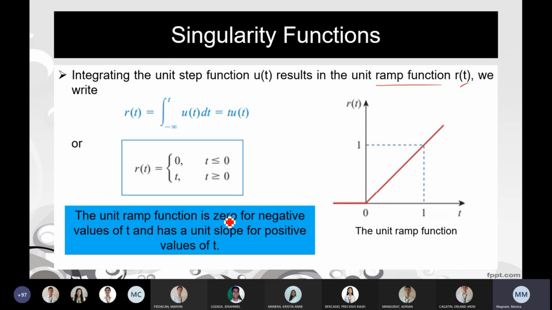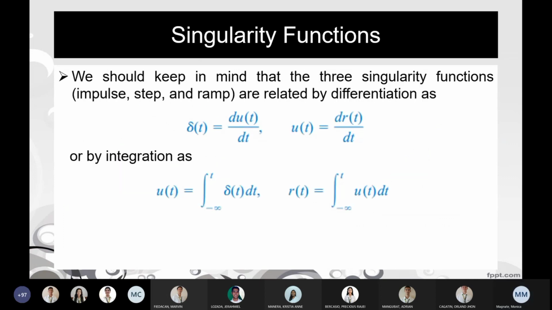The unit ramp function is 0 for negative values of t and has a unit slope for positive values of t. So, yan yung itsura niya. Unit ramp function. So, pag in-integrate daw yung unit step function, lalabas ay unit ramp function. So, nilagay lang siya dito. So, yun yung relationship ng impulse, step, and ng ramp.